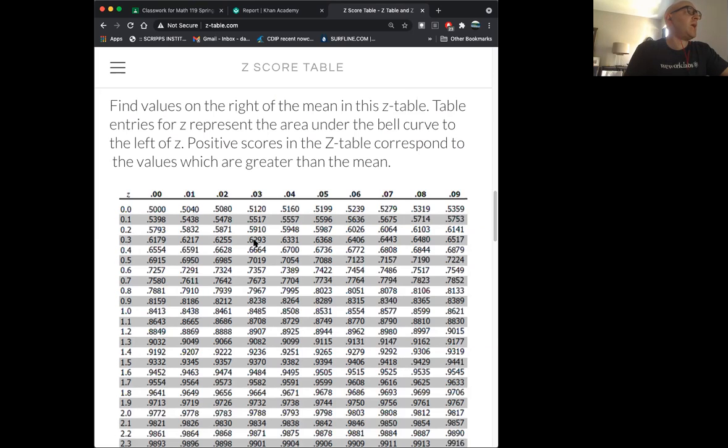Now every number inside of the table is a probability. So this is the area under the curve. It's telling me that about 63% of the area is to the left of 0.33 in the standard normal.